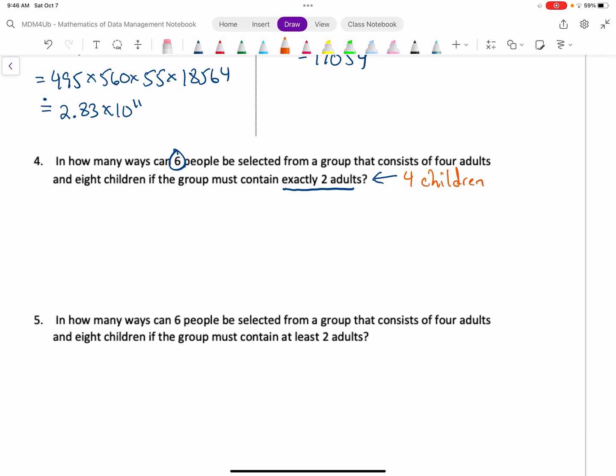So that's the first thing. This implies the order doesn't matter. There are not positions for these people, so it's just a group. Anytime it's just a group, it doesn't matter if you're selected first or last or anywhere in between.